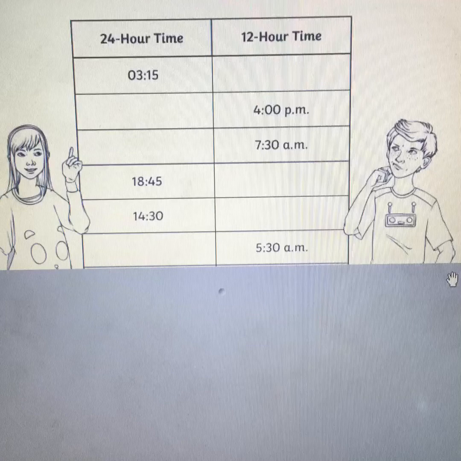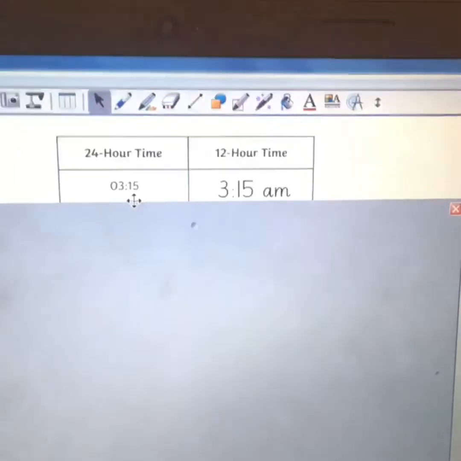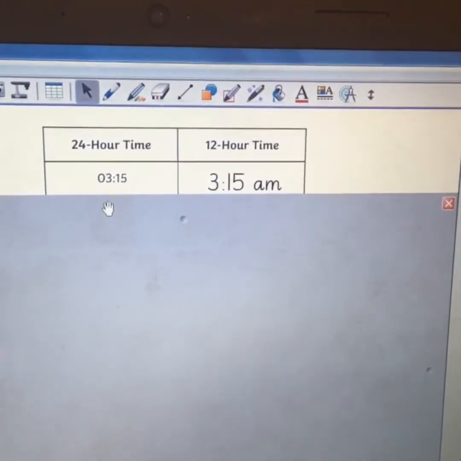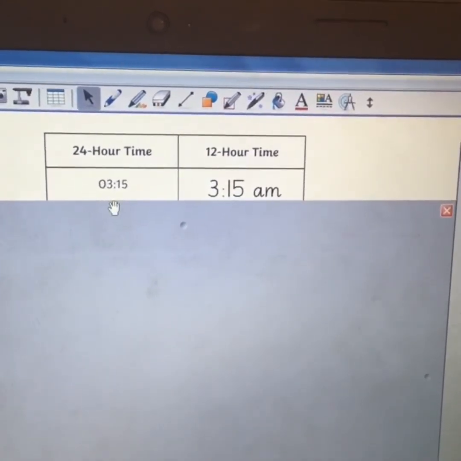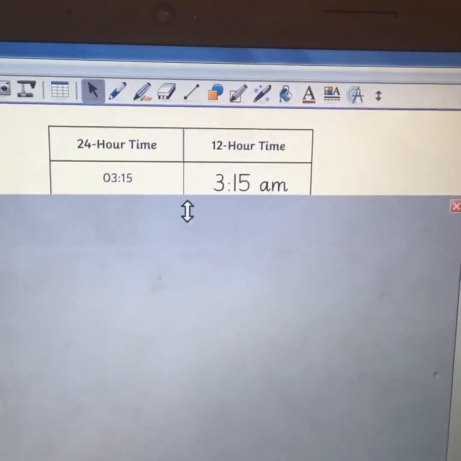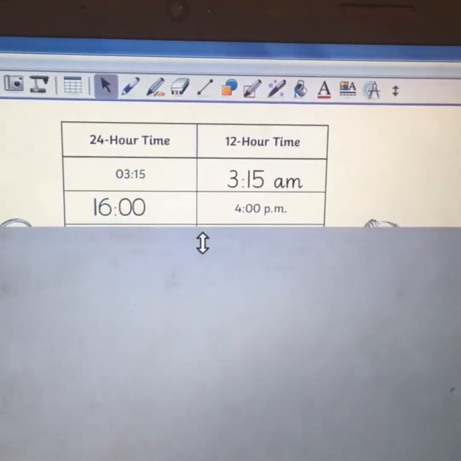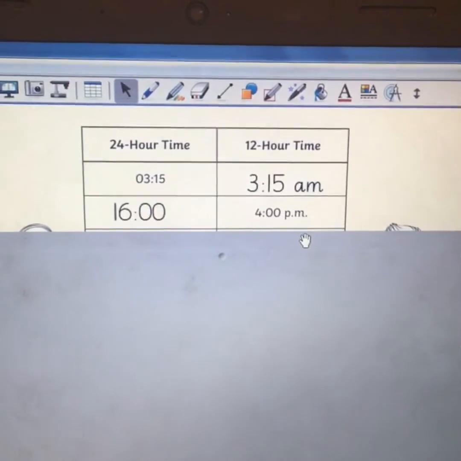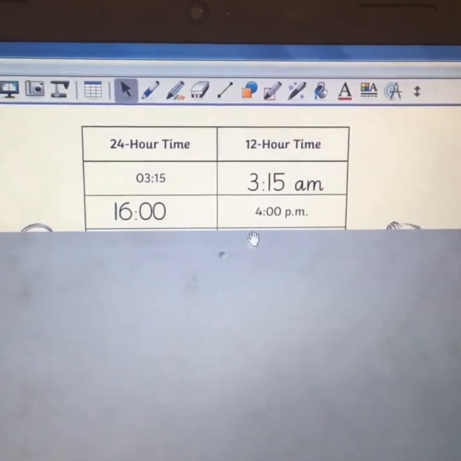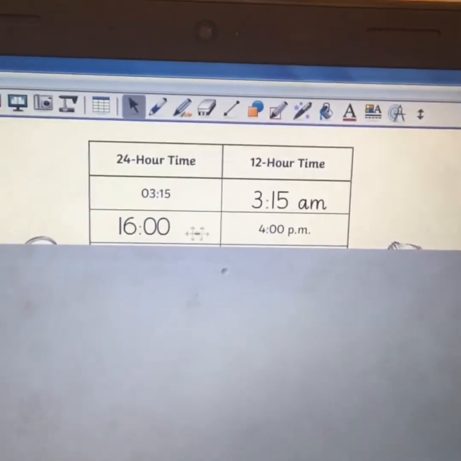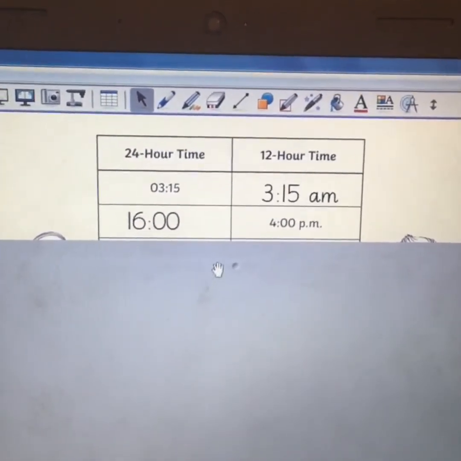Okay, answer time then. So on the 24-hour clock, it says that it is 3:15. So if it's 3:15 on the 24-hour time, this tells me that it's in the morning because we've not gone past 12. So this would be 3:15 and we write it as AM because it's in the morning. Next one was 4 o'clock in the afternoon. And I know it's the afternoon because it says PM. So I do 4, I add on those 12 hours and that would be 16. You don't need to put the PM afterwards because that tells me that this is in the afternoon.